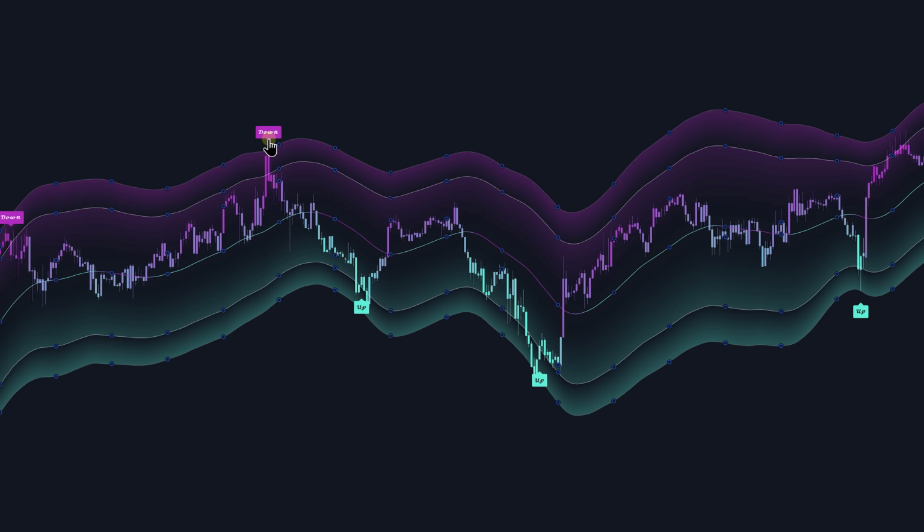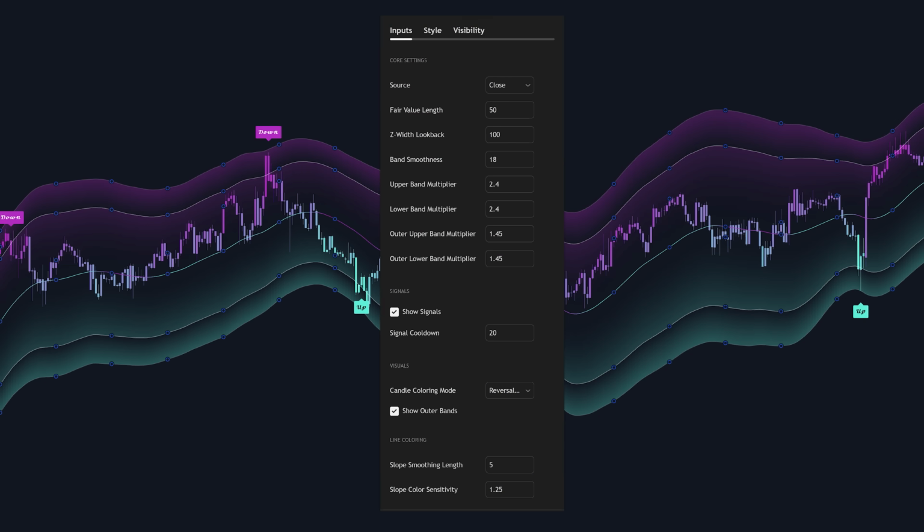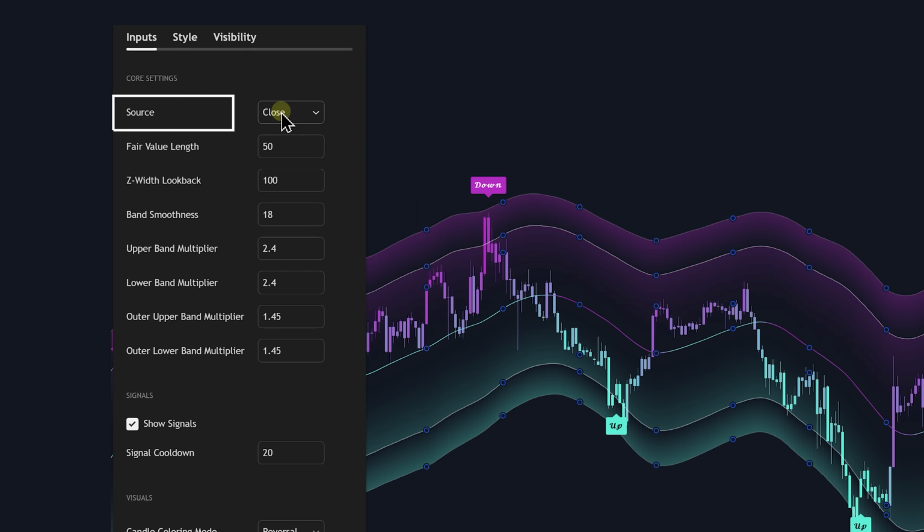Now, let's get back to the video. Let's open the indicator settings. The first setting is the source. This determines which price value is used in the calculations. The default is the closing price, and I'm gonna leave it there.